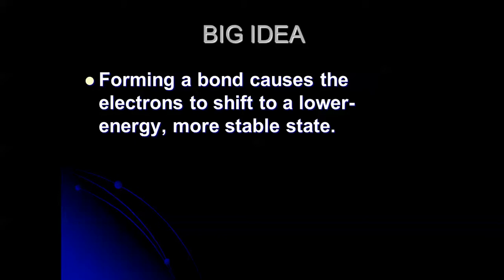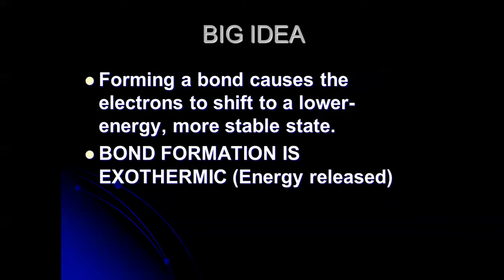When a bond is formed, no matter what, electrons are shifting to a lower energy, more stable state than they were before. In other words, they're going from a high energy state to a low energy state. So what this means is energy is released in the process. Bond formation is exothermic always.